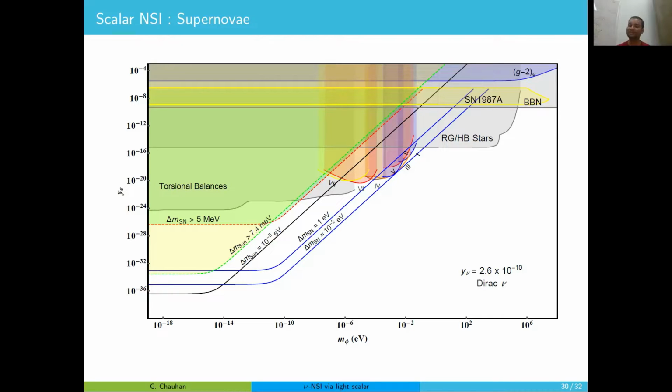Nice question. So I think it also adds to Marco's question too. So the best place to look for this scalar is in the 10 to the minus 10 eV region. I think this region is a good one.